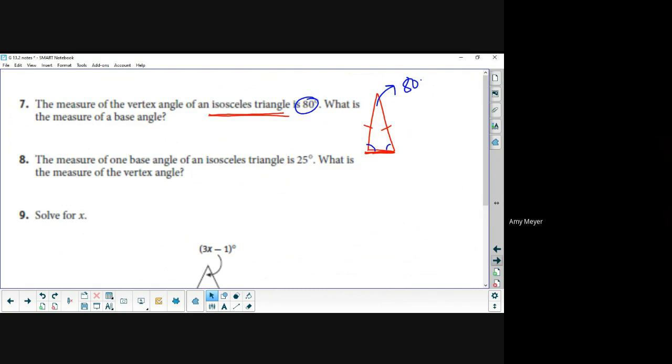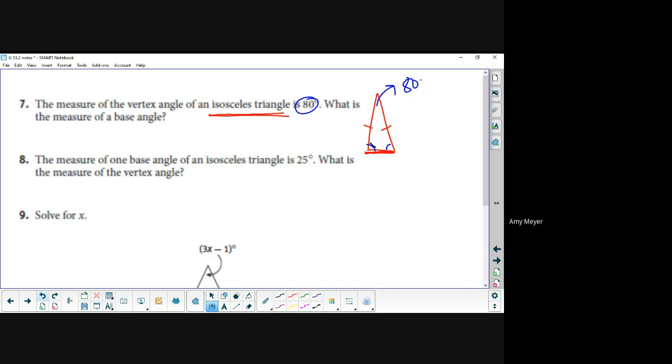Now, what's the question? What is the measure of a base angle? What do you think? 50 is correct, but how did you get that so fast? Good. So he used the theorem from yesterday, which says all three angles in a triangle add up to 180. So he took 180 and he got rid of 80. And then he knew what's left was divisible by 2. Maybe he didn't quite get there so fast. Here's another way you could write it out.